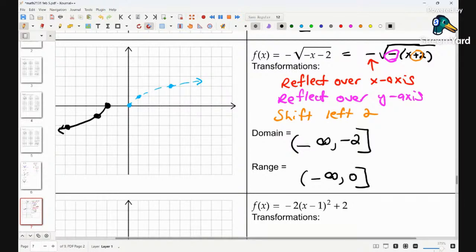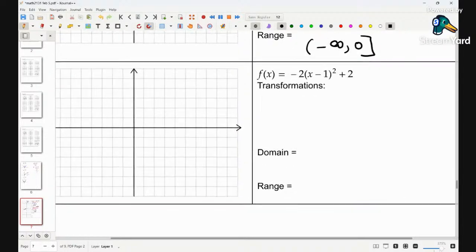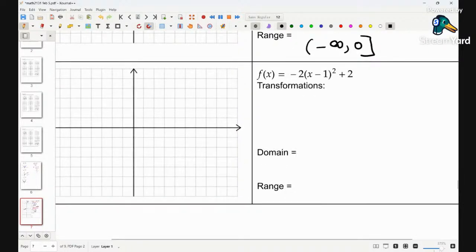Almost done. Know your x squared graph. See if you can do this one yourself. If you don't want to mess up your notes, do it in pencil. If you don't want to do it, then just think about it in your notebook.